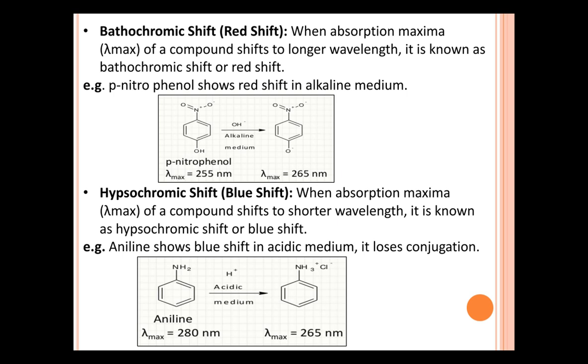An example is aniline, which shows blue shift in acidic medium because it loses conjugation. When we take aniline, having lambda max 280 nanometer, in acidic medium, the lone pair of electrons present on nitrogen are no longer available for delocalization in the benzene ring, meaning there is a loss in conjugation. So it is an example of hypsochromic shift or blue shift.